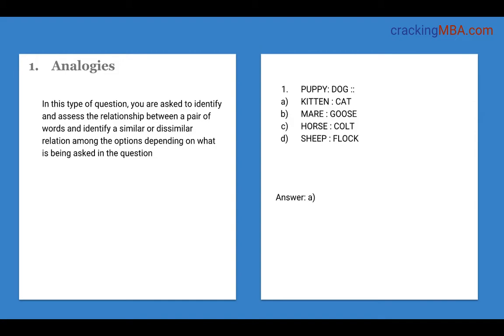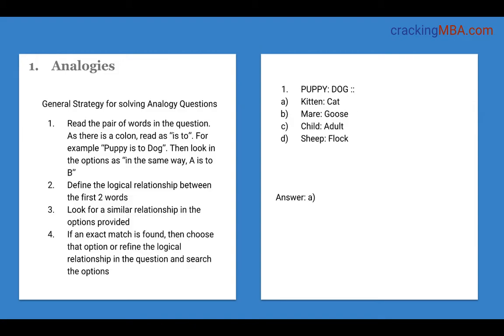So the others are typically not fitting into this relationship. Now, if we look at option A and C, we can find that A is a better fit because it represents the same kind of relationship. Puppy is a small dog. Similarly, kitten is a small cat. So the option is A. That's how we need to find a similar relationship.